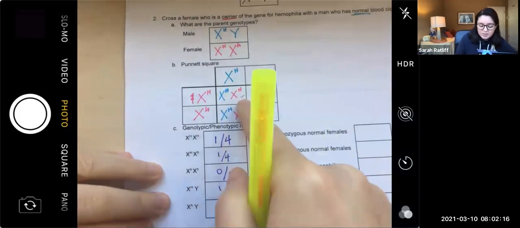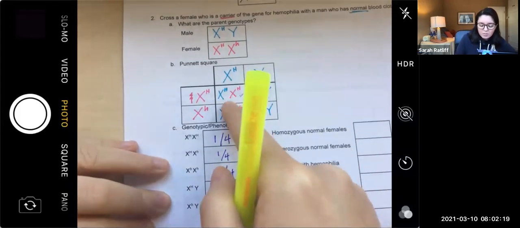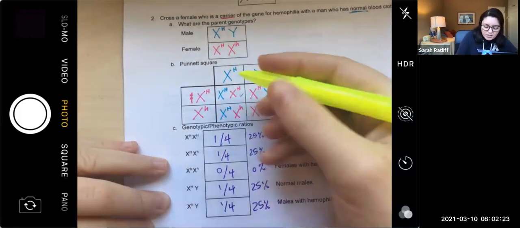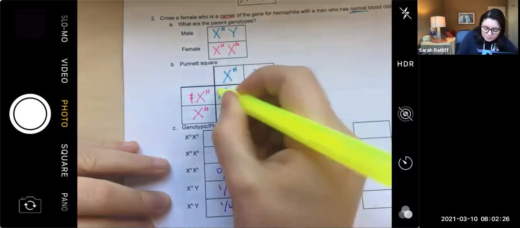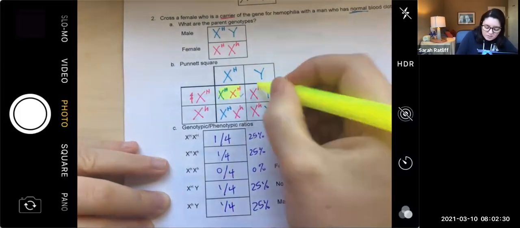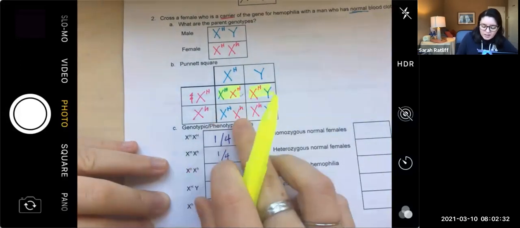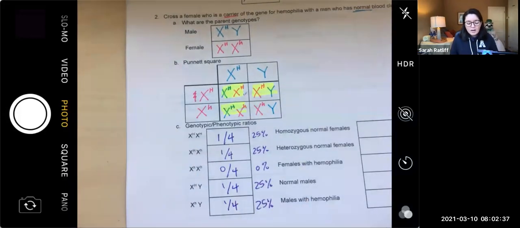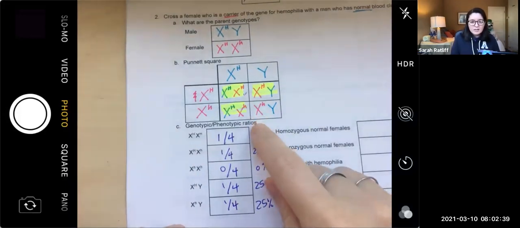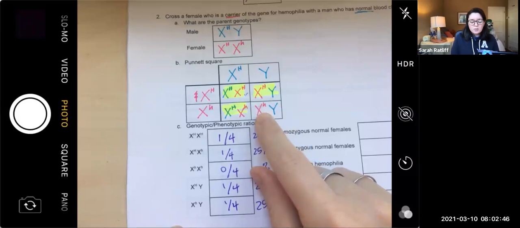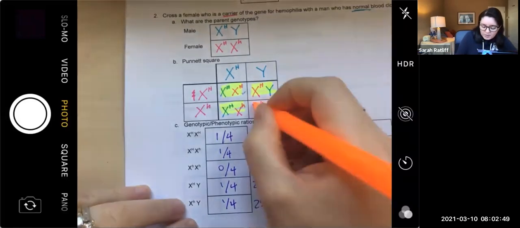So this one is heterozygous normal. There's at least homozygous normal. There's at least one big H. So that one will be yellow. This one, there's at least one big H. Great, normal. And this one, again, there's at least one big H. They will be normal as well. However, this little guy here, he's got only one X, and that one X happens to have the little h. So this dude is going to be a hemophiliac.